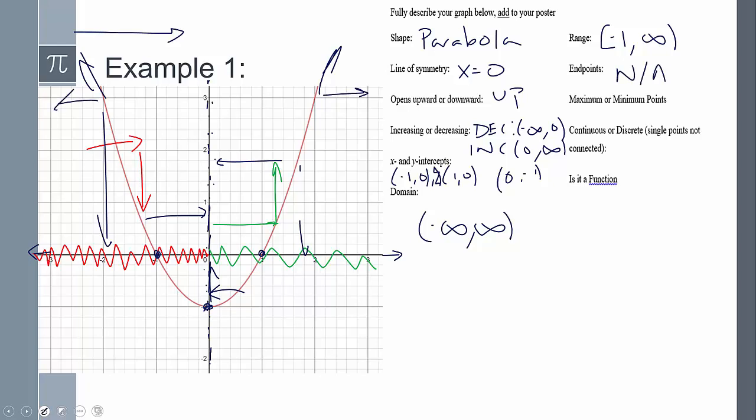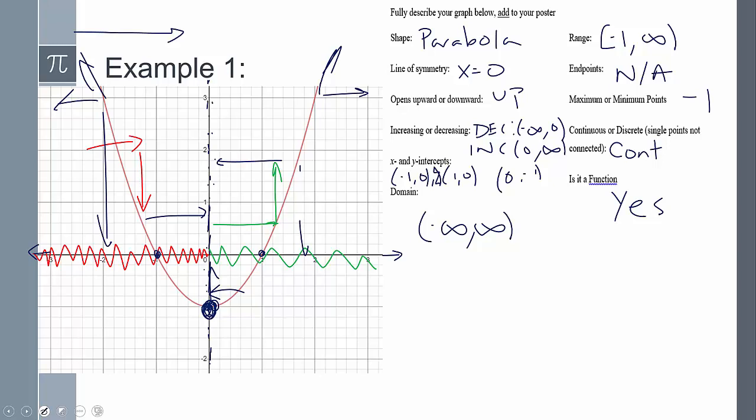So, no. Any maximum or minimums? So, is there a highest point or is there a lowest point on the graph? And so, in this case, there is a lowest point there at -1. Is it continuous or discrete? Well, there's no skips, there's no gaps or anything like that, so we're going to say continuous. And is it a function? Yes, because it passes the vertical line test. So those are all descriptive features.